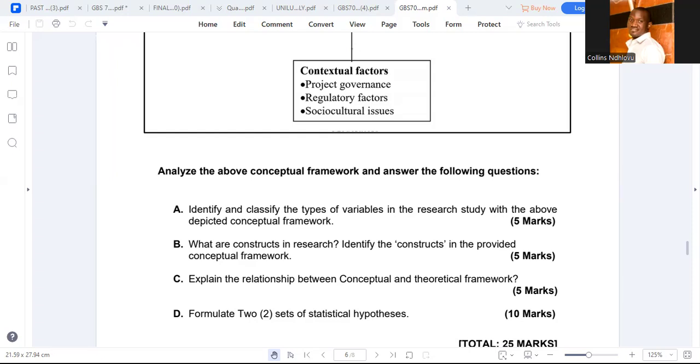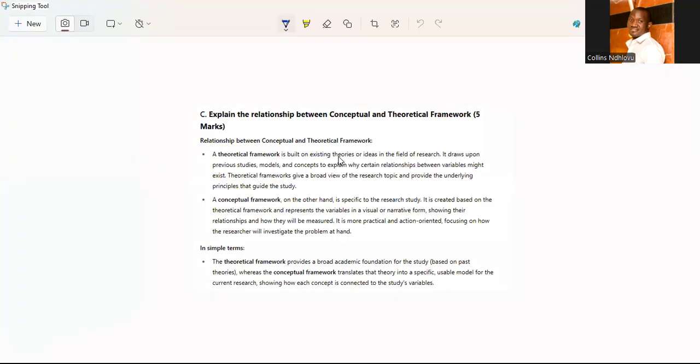Theoretical framework and the conceptual framework. So the theoretical framework is based on what? The theories or ideas in the field of study. So it is upon what has been studied before, the models, the concepts that explain the relationship. So the theoretical framework will give you a broad overview of the topic. The conceptual framework, on the other hand, is specific to this study. It is created by you, the author, adapted or adopted by you. So it is more practical in action.